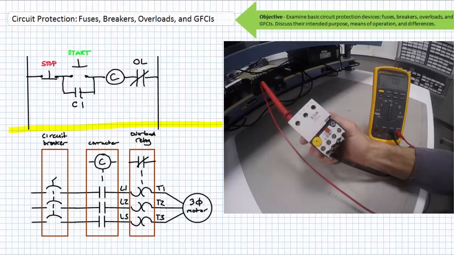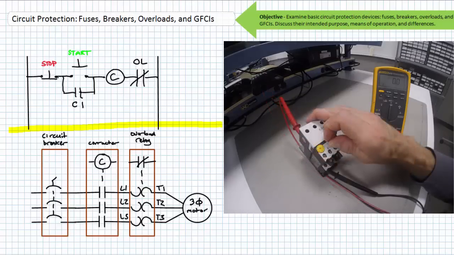Here is an overload relay that is not triggered. Notice there is connection between the L1 input and the T1 output as indicated by the ohm meter. If I manually test the overload relay, there still exists a connection from L1 to T1. The overload element is not breaking the circuit.